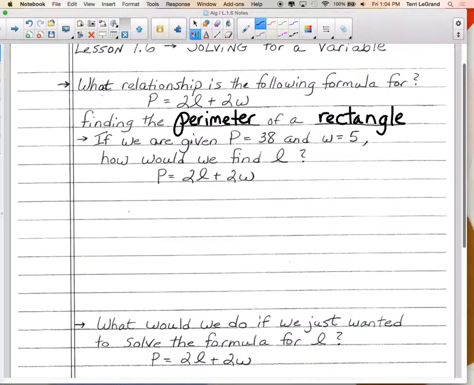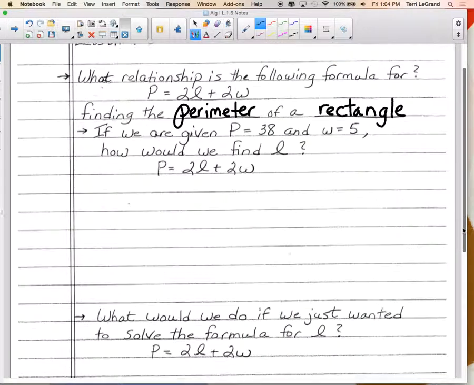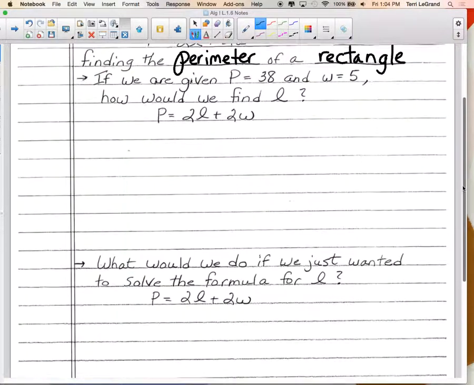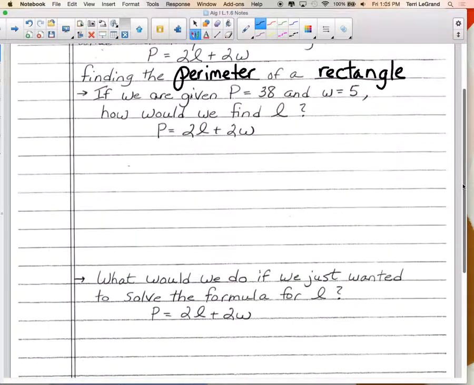So I'm going to guess that if I said to you, I want you to find the length of a rectangle, if I give you the perimeter and I give you the width, could you find the length? Do we now know how to do that with an equation?